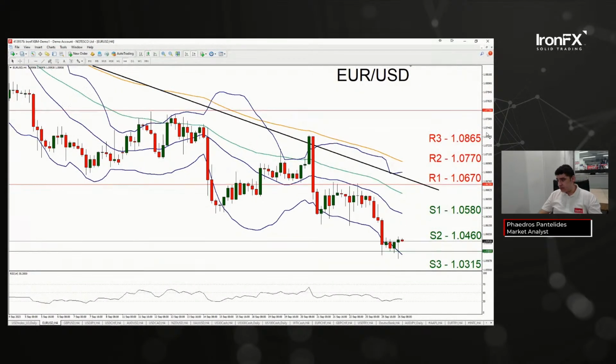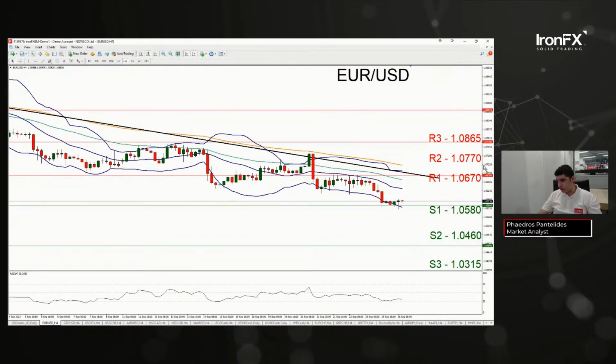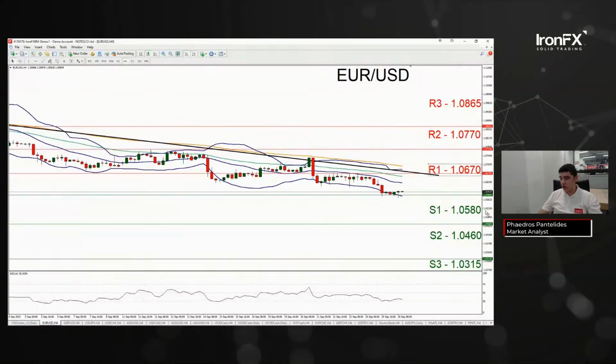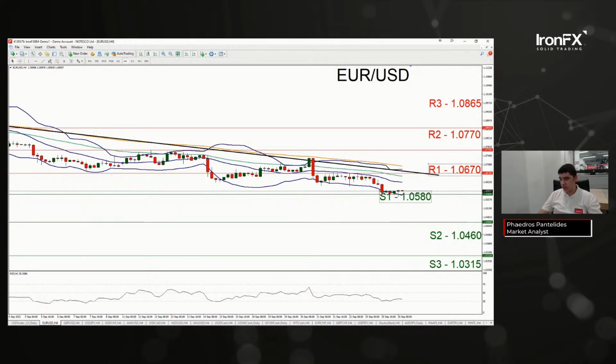The euro against the dollar. As you can see, it's testing S1 at the 1.0580 level. We're maintaining a bearish outlook for the pair currently, validated as it is still below the mid range of the Bollinger Bands, and the RSI is near the figure of 30, implying a strong bearish market sentiment in the pair. From a fundamental level, we note that ECB President Lagarde once again reiterated that the current interest rate levels may remain in place for a prolonged period of time, which could be slightly bullish for the common currency.